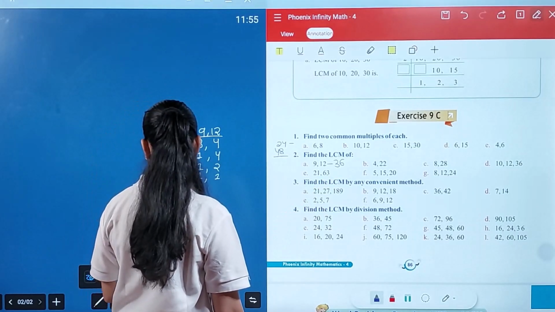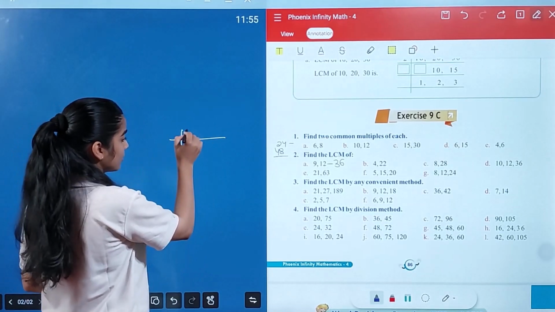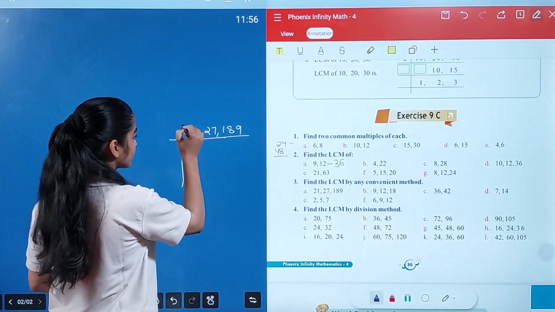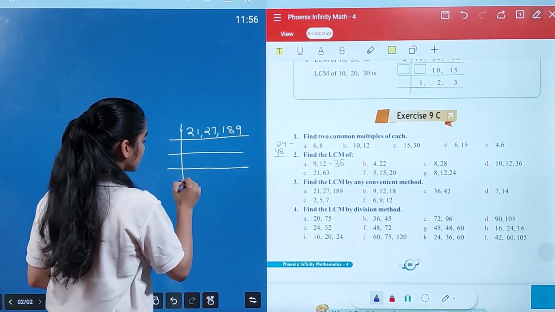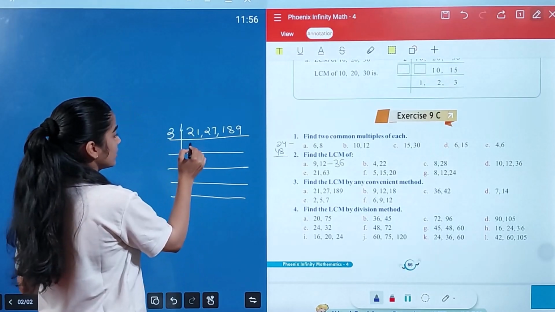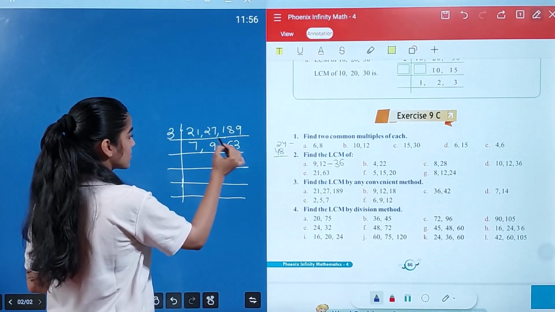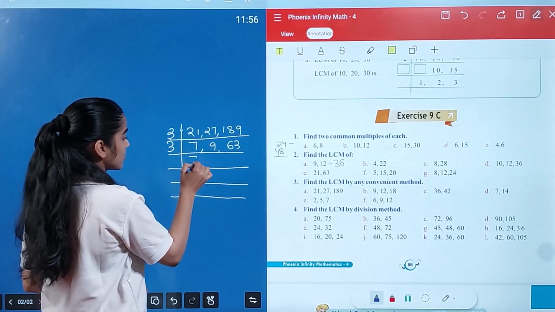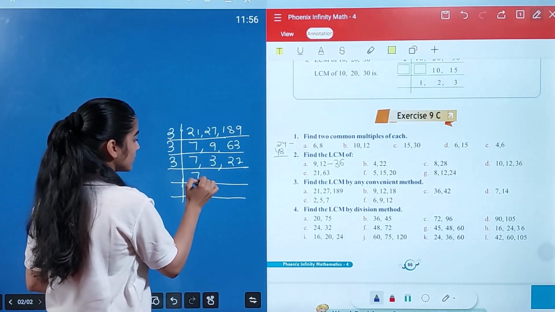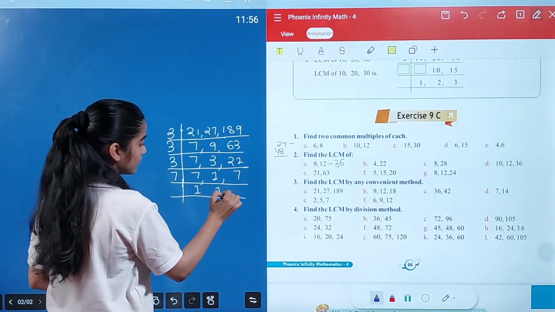So now it's totally up to you which method you want to apply for finding the LCM of the numbers you have. So 21, 27 and 189. 3, 7, 9, 63. Then 3, 7, 3, 21. Then 3, 7, 1, 7. Then 7, 1, 1 and 1.